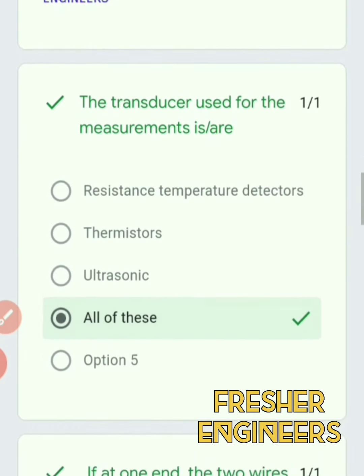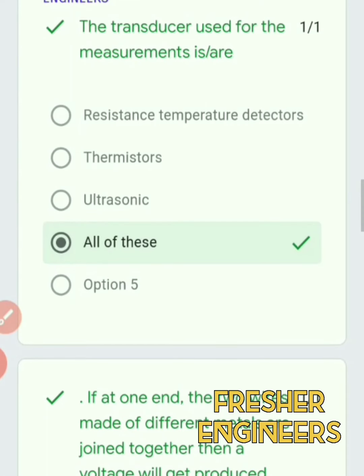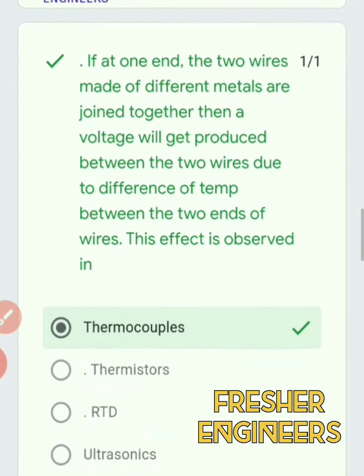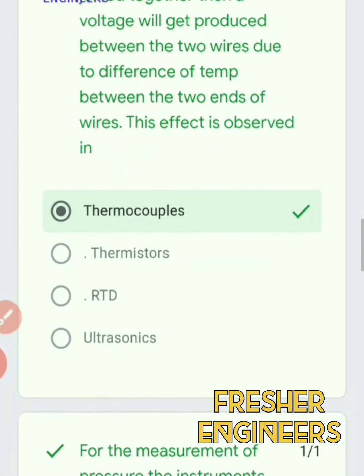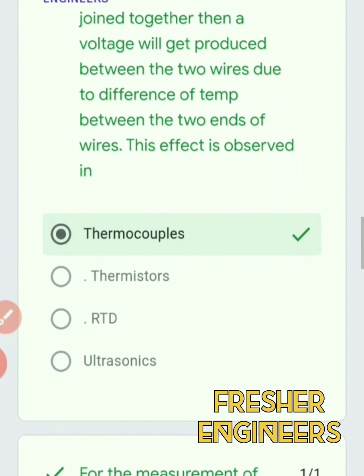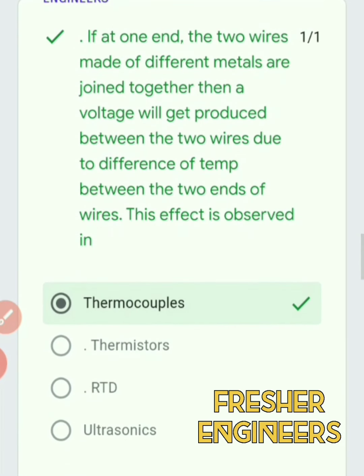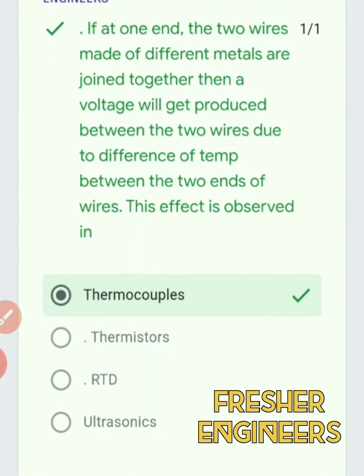The transducers used for the measurement are all of these: resistance temperature detectors, thermistors, and ultrasonic. If at one end the two wires made of different materials are joined together, then a voltage will get produced between the two wires due to the difference of temperature between the two ends of the wires. The effect is observed in thermocouple. The correct option is A.